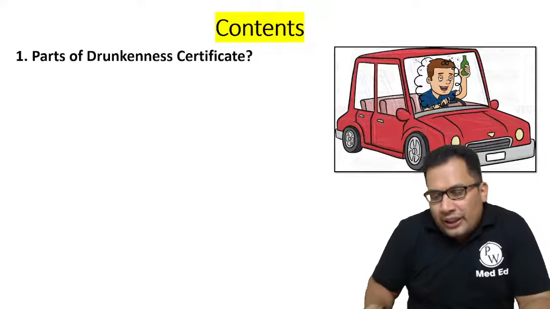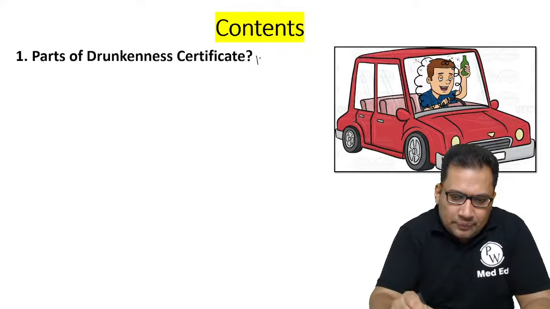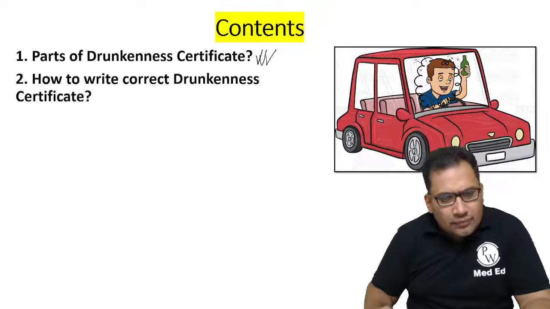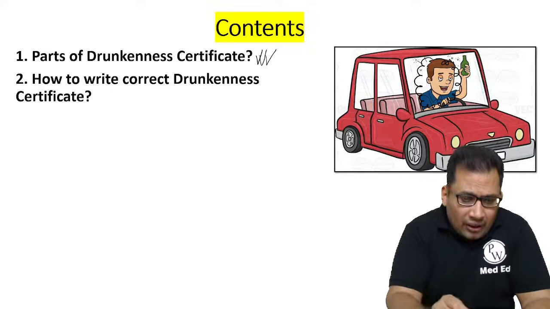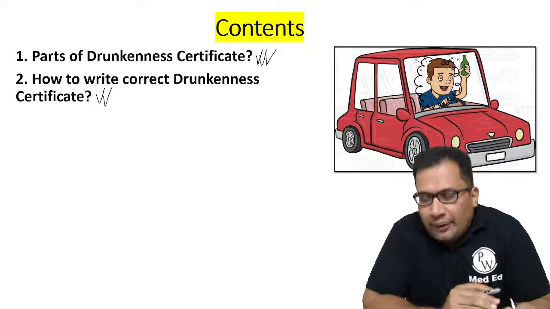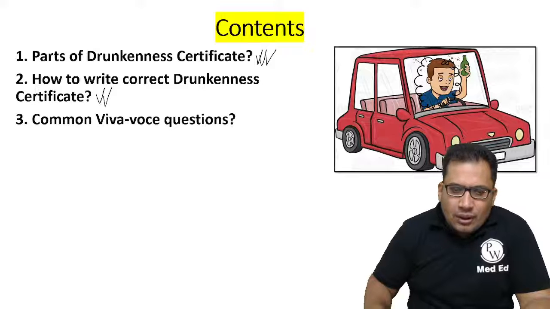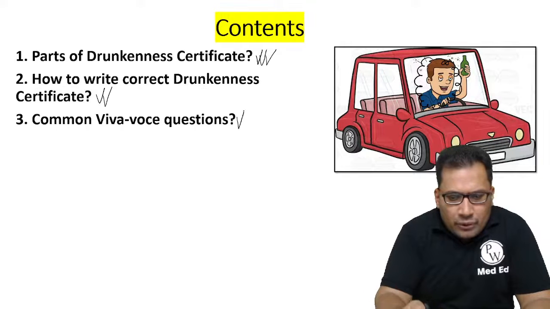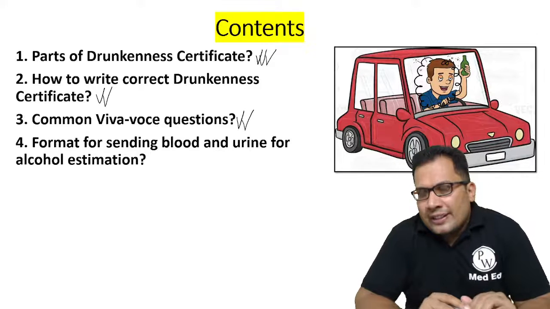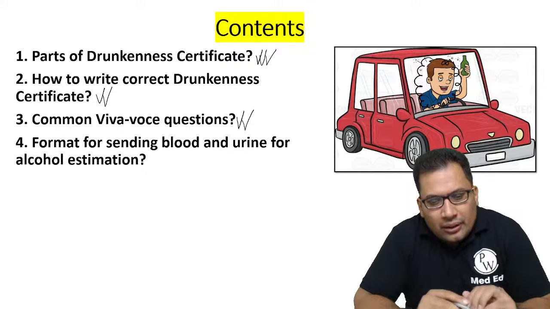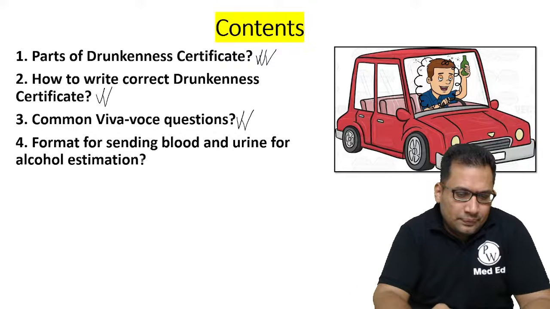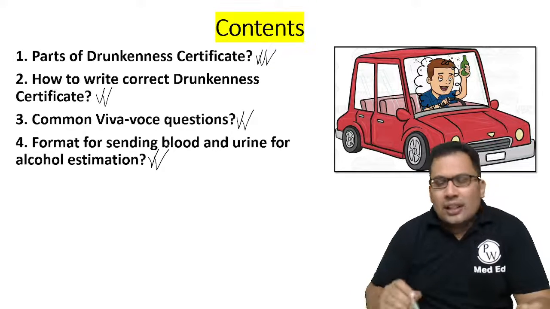What are the parts of the drunkenness certificate? Second, how to write a correct drunkenness certificate, how to give proper opinion, and what are the common viva questions, what is the format for sending alcohol, that is alcohol estimation, that is blood and urine. All these are very commonly asked.